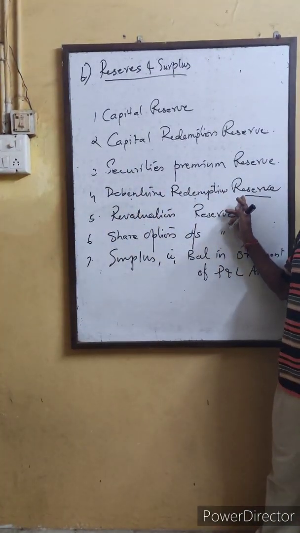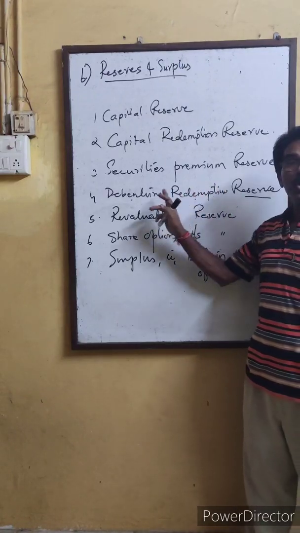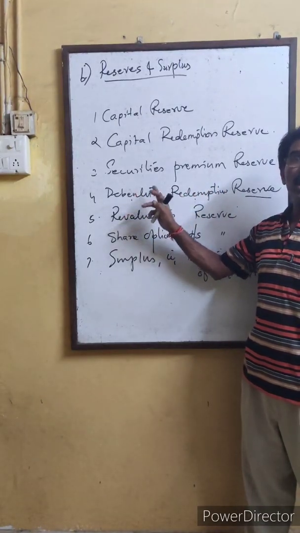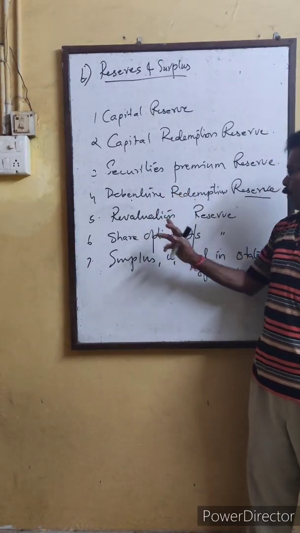Debenture redemption reserve is the reserve made for the redemption of debentures. When debentures are redeemed, I have told you the meaning of redemption: it means repayment.